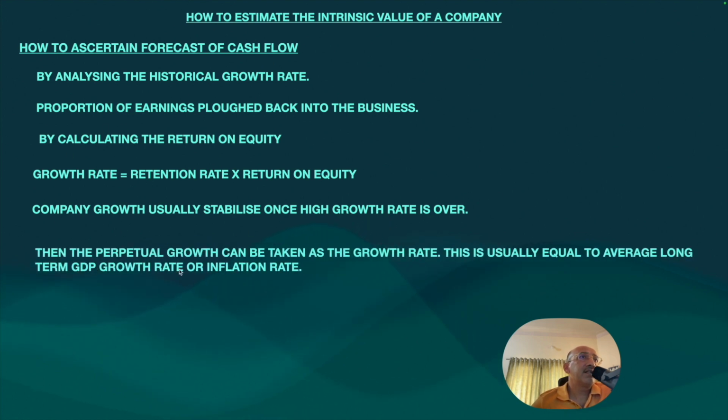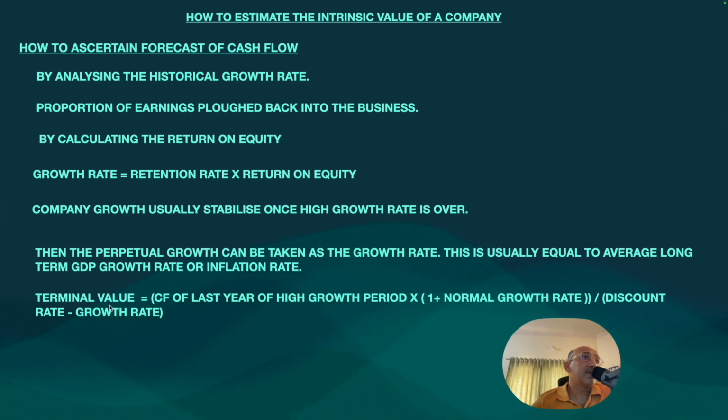So based on this, the perpetual growth rate can be taken as the growth rate. This is usually equal to the average long-term GDP growth rate or the inflation rate. That's what I was trying to explain to you. How are you going to take the growth rate? You can take the inflation rate or the GDP growth rate of the country. The GDP growth rate can generally be safely taken as the growth rate for a company which has stabilized or entered the maturity stage as per the Michael Porter model. We can consider that the growth rate may be equal to the inflation rate of the economy and the GDP growth rate.